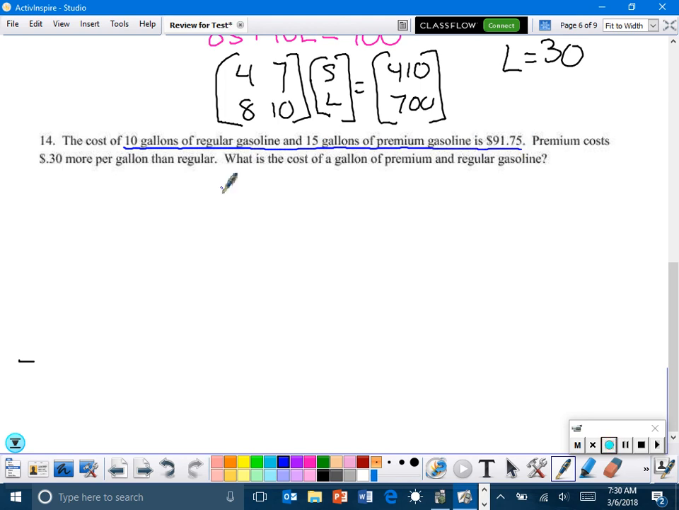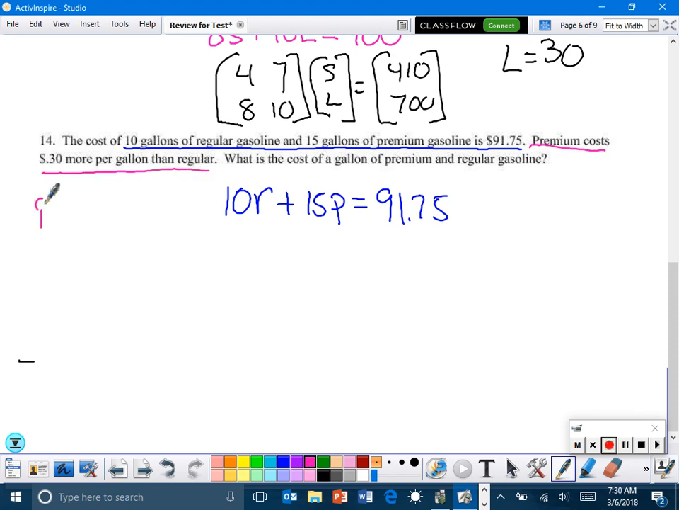Let's use R for regular. 10R plus 15P equals $91.75. Okay, now I'm going to have to do a little work with this over here. Premium costs 30 cents more than regular. So premium equals regular plus 30 cents.